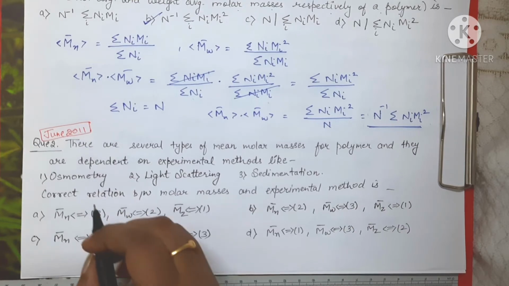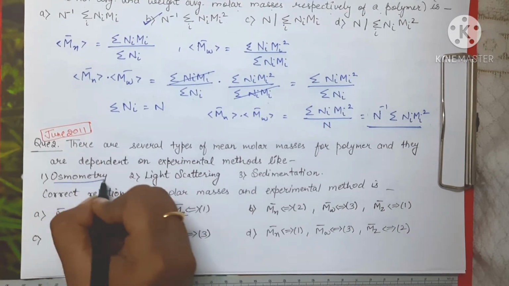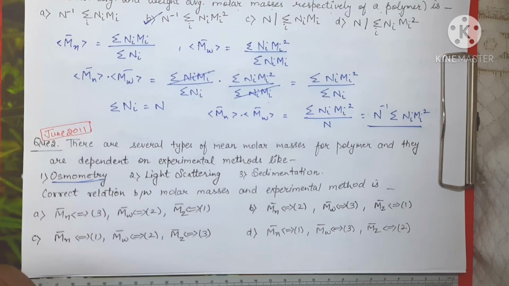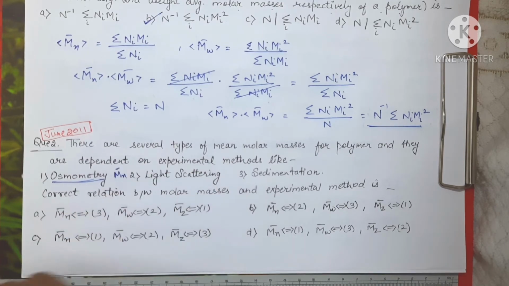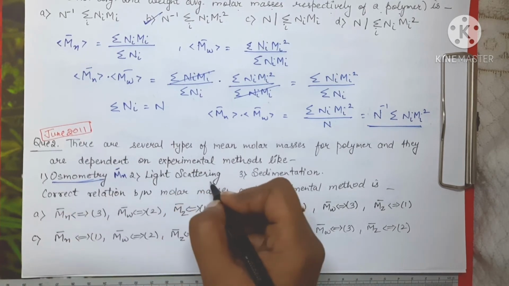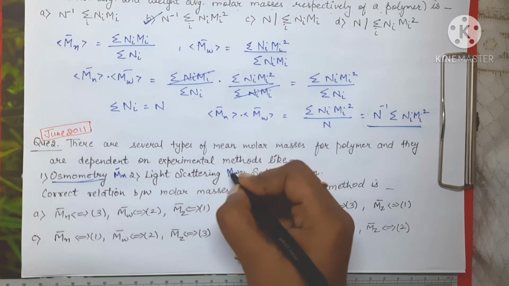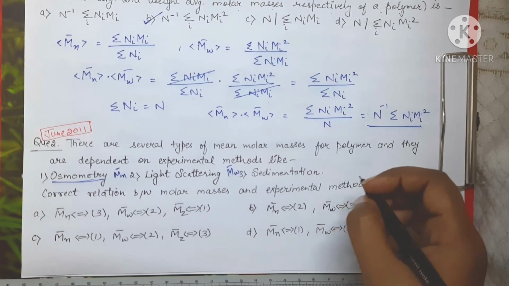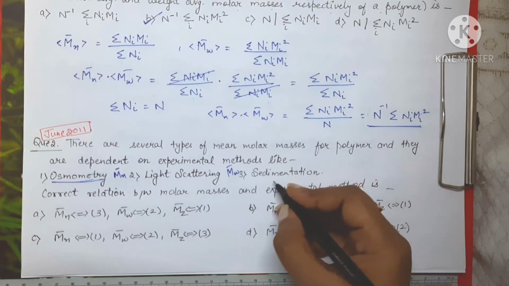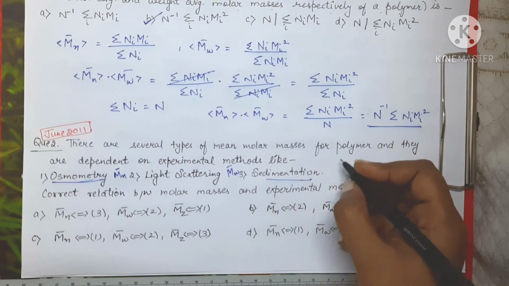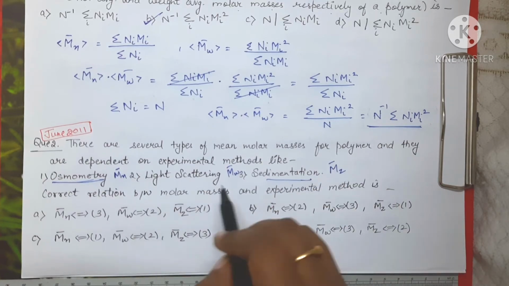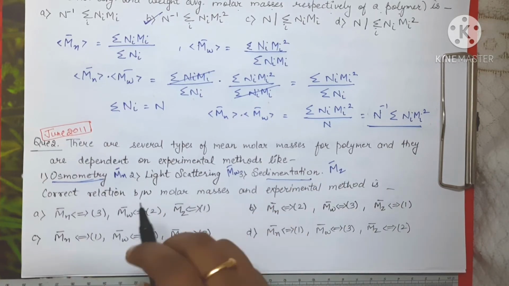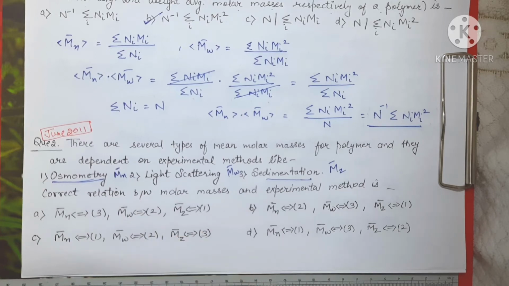So osmometry is used to find out which type of mean molar mass? That is Mn, right? Number average molar mass. Now the light scattering experiment is used to find out Mw, weight average molar mass, and the sedimentation process is used to find out Mz, right? So these all we have discussed. I think 4 or 5 we have discussed in the polymer chemistry part.